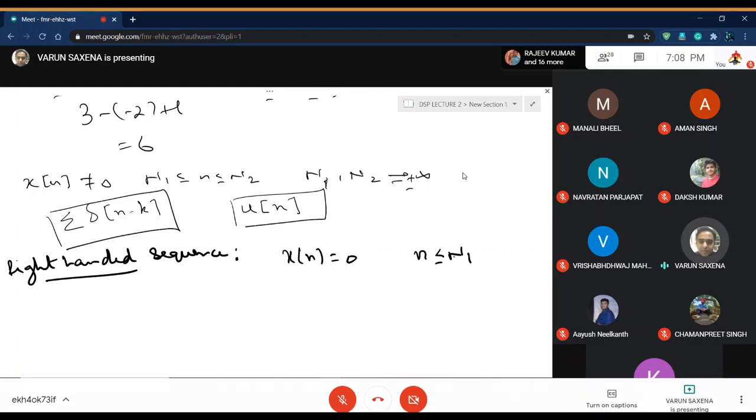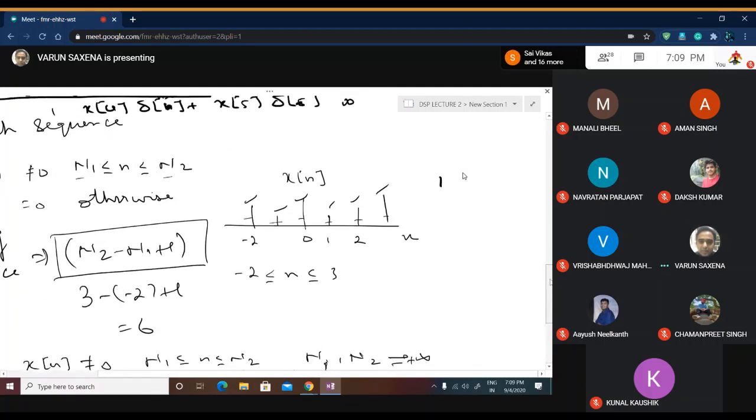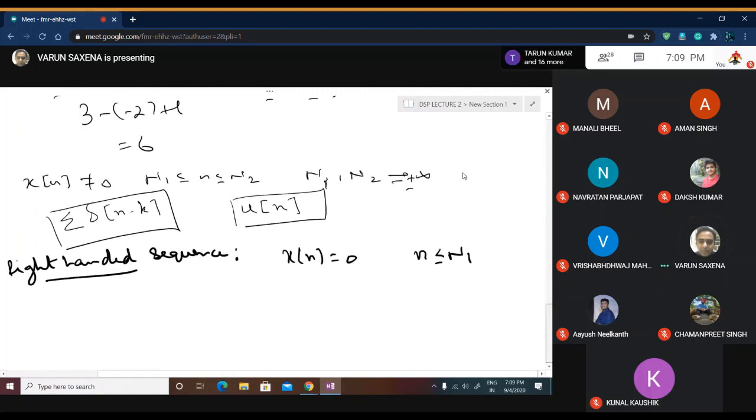Okay, so I'm discussing right-handed sequence, and I'm saying that a sequence is right-handed when xn is equal to 0 when n is a number which is less than n1. Now n1 is the lower index. If you look at the discussion we have had just above, n1 is the lower index and n2 is the higher index. So if xn is equal to 0 for n less than or equal to n1, it is a right-handed sequence.